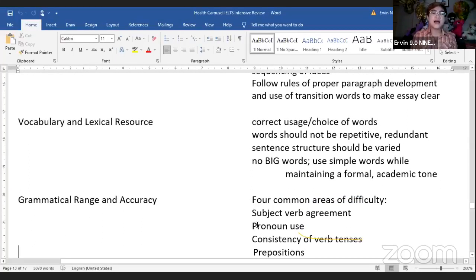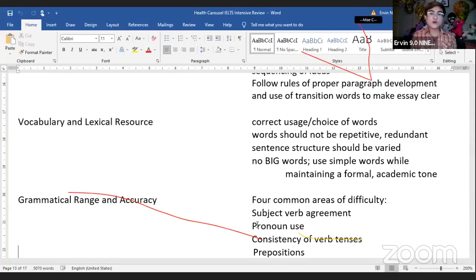Grammatical range and accuracy. We're going to divide this into two parts: accuracy versus range. And let's talk about accuracy. The common areas of difficulty of most people. Number one, subject-verb agreement. Usually, people commit subject-verb errors because they don't know how to identify the subject in the sentence. And I'll give you this as the perfect example.